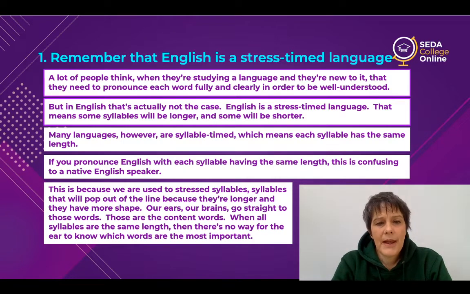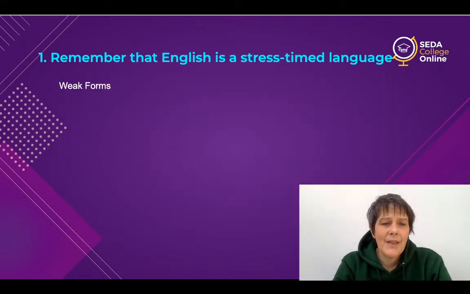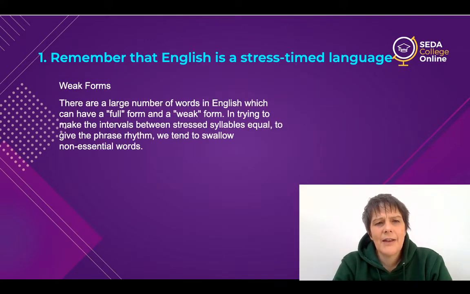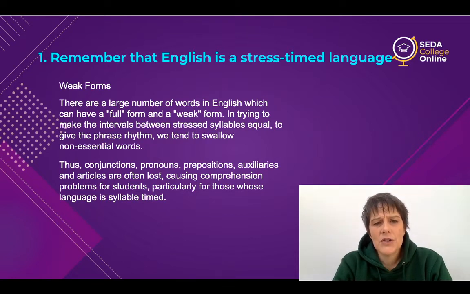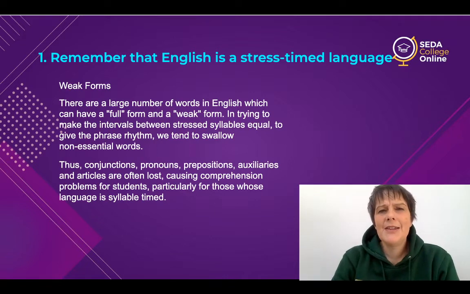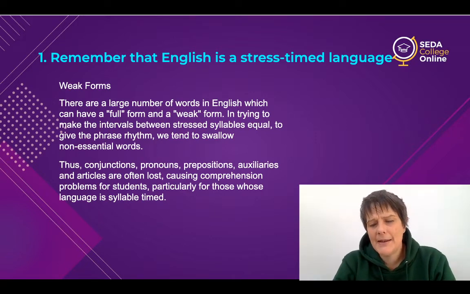So our ears and our brains go straight to the content words, and that's the way they know what it is you're talking about. So let me give you some examples of weak forms and strong forms, where we swallow the words that we're not using, like conjunctions, pronouns, prepositions, auxiliaries, articles. They're often lost because we don't think they're important. And then, especially for people whose language is syllable timed, they don't understand why we haven't put these words in.